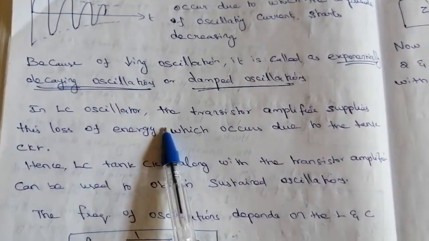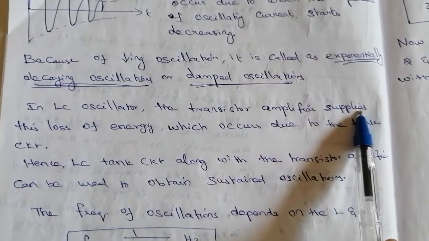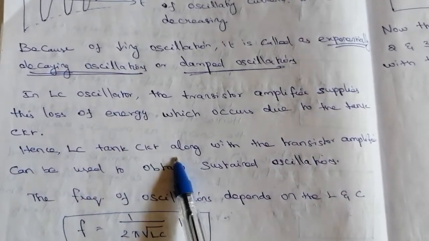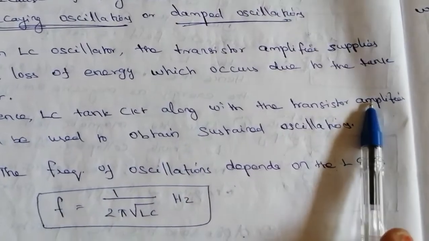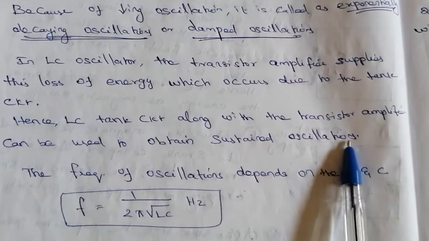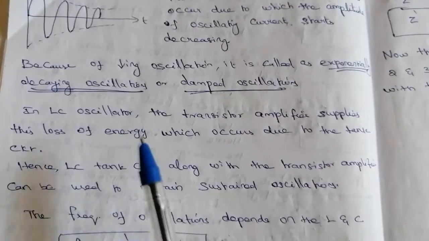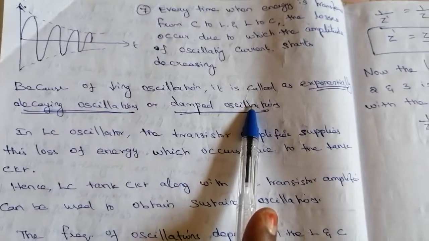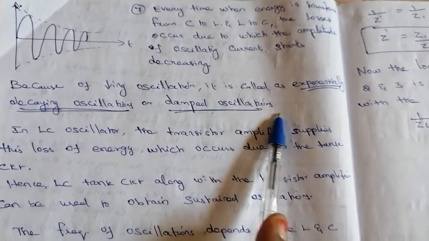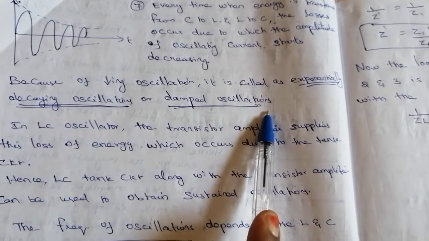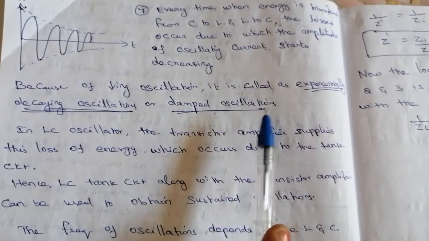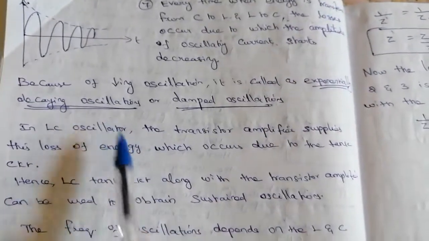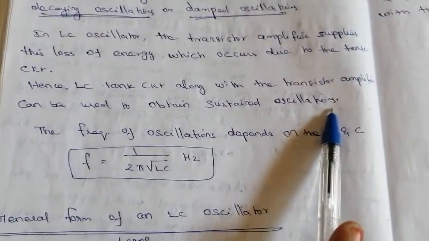In an LC oscillator, the transistor amplifier supplies the loss of energy which occurs in the tank circuit. Hence the LC tank circuit along with the transistor amplifier can be used to obtain sustained oscillations. Whenever we use only an LC tank circuit, the oscillation is not sustained; it becomes damped oscillation only. But in our applications we require sustained oscillations. So we include a transistor amplifier with this tank circuit, and then only can we get sustained oscillations.